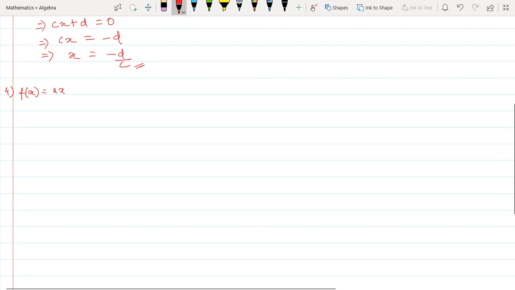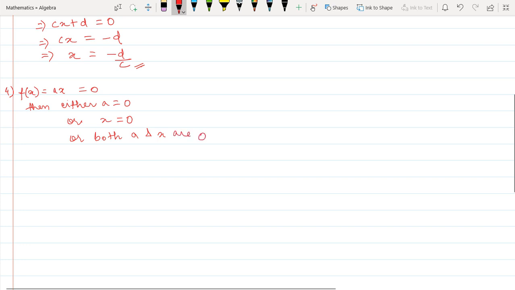Now let us look at another example. This is slightly more complicated than the previous one. We have to find the zero of this polynomial. So this is equal to 0. Now if f(x) is equal to a of x, which is equal to 0, then either a is equal to 0 or x is equal to 0, or both a and x are 0.